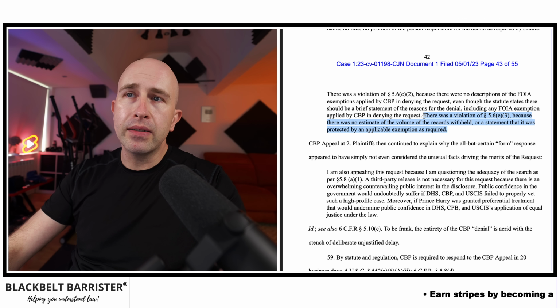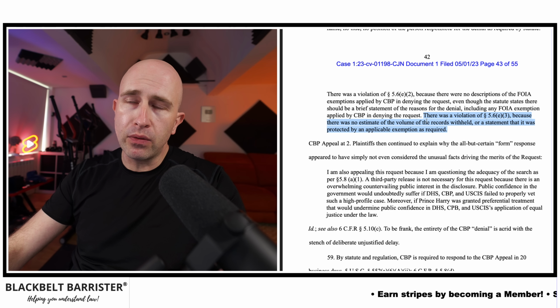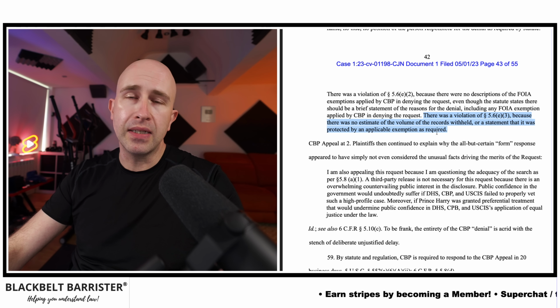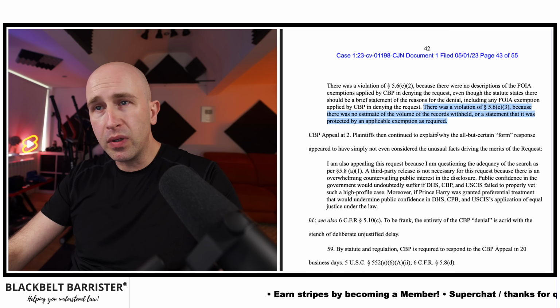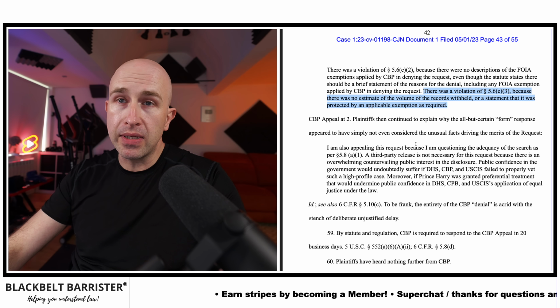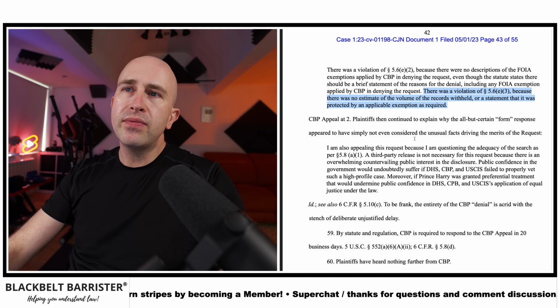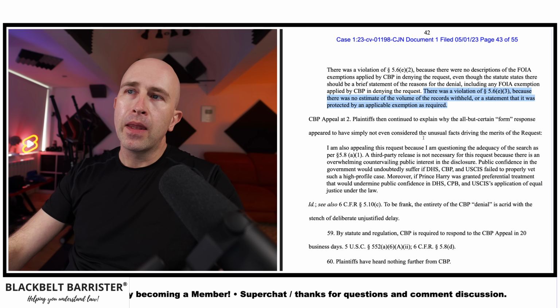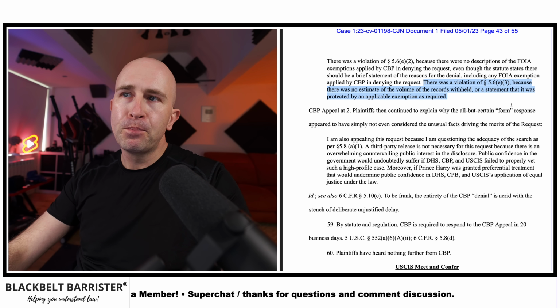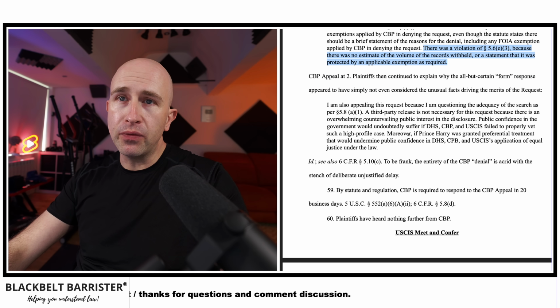So they could have come back and said, yes, we have those, but there is a reason that we can't provide them. There's an exemption, here it is, but these are the number of documents, and that's as much information as you get. There was none of that. Plaintiffs continue to explain why the all but certain form response appeared to have simply not even considered the unusual facts that drive the merits of the request.